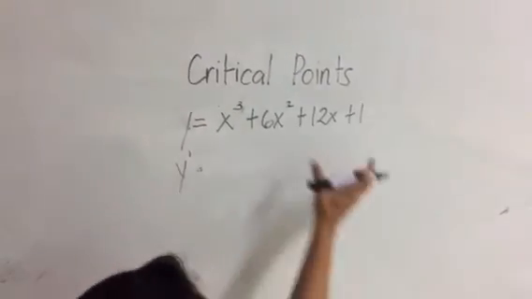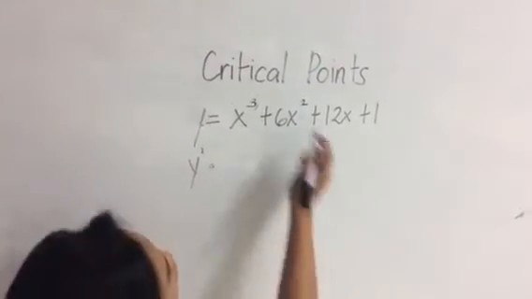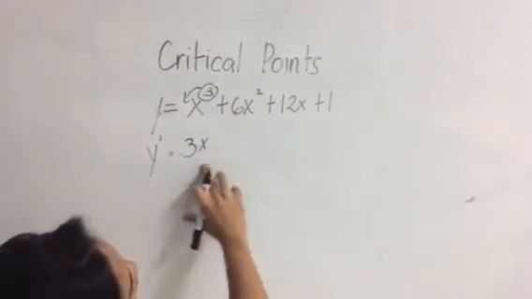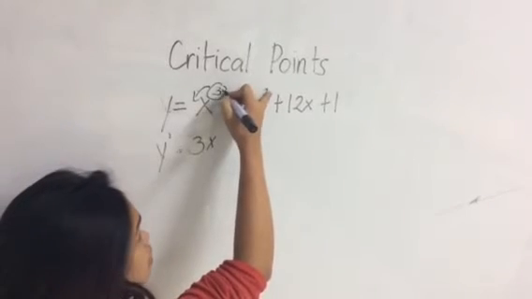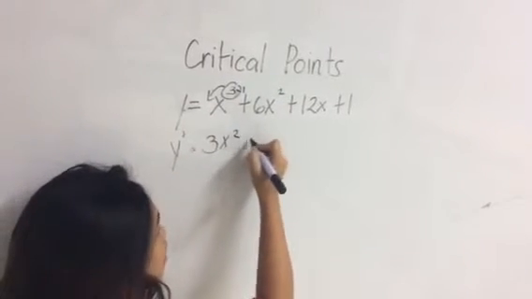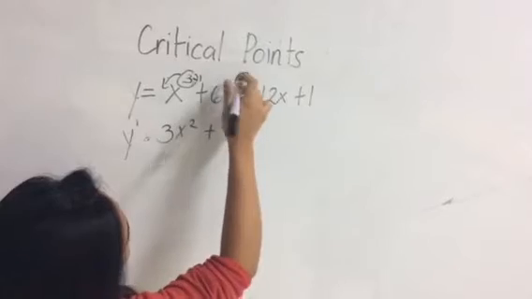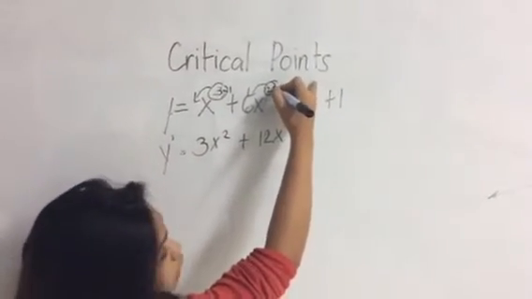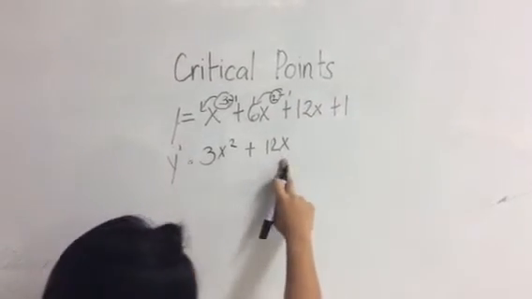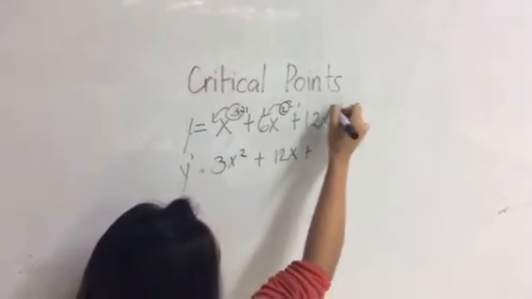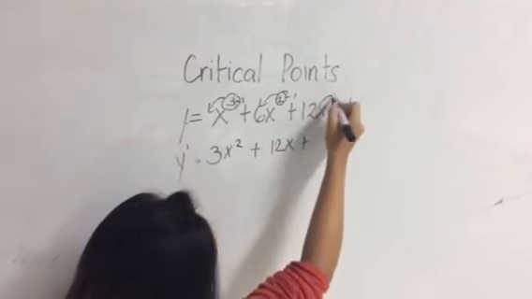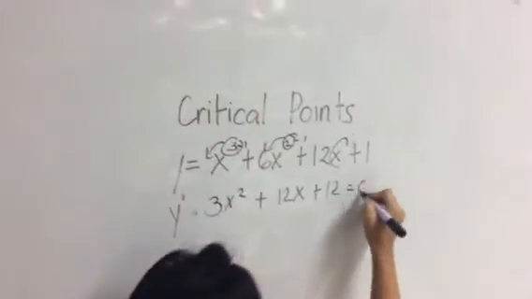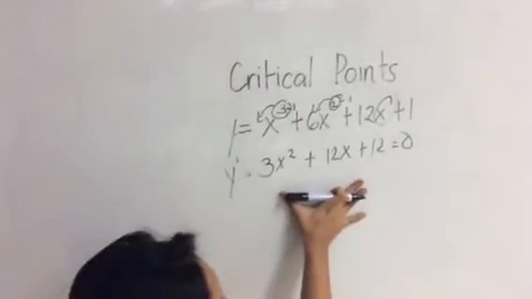So, we have to get the first derivative of our given. Bring down 3 as the exponent of x. Copy the x, and we subtract 1 from our exponent, so it becomes squared. Plus, multiply the exponent 2 to our base 6, it becomes 12x, because we subtract 1, so it will become x. Plus, there's no exponent at all, so we copy the 12. Because 1 is a constant, it will become 0. So, we get the first derivative.